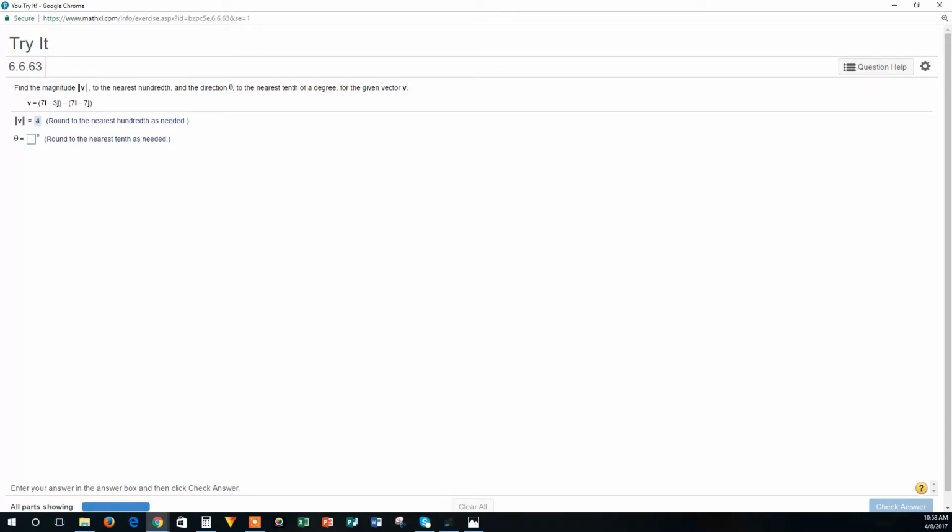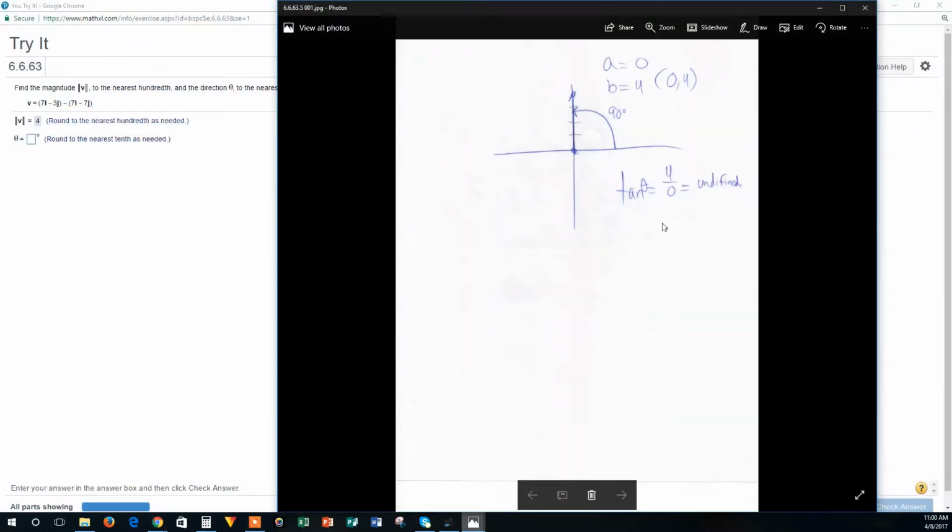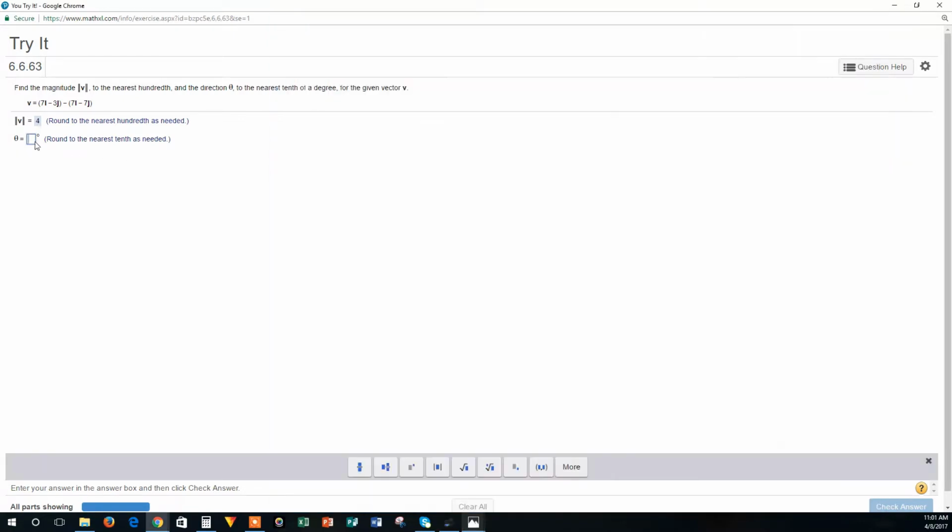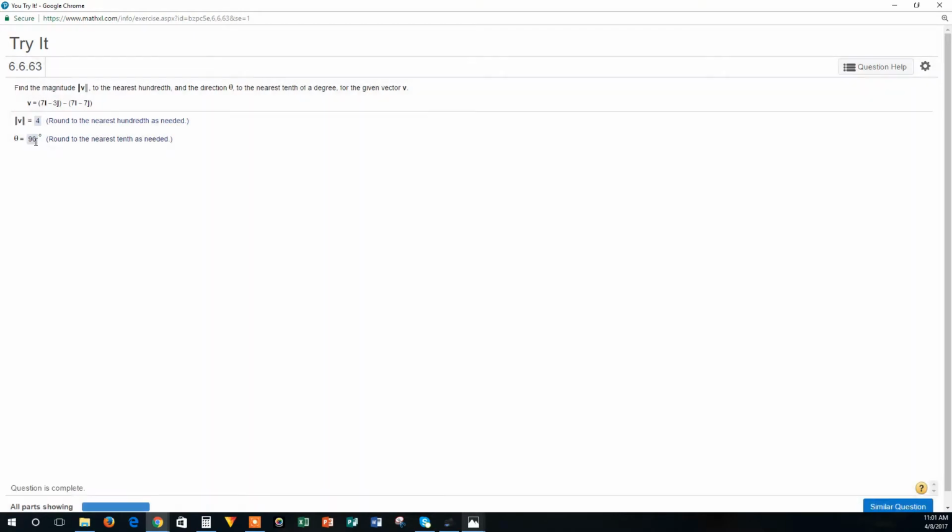For this one, we're going to have to draw it out and just think about it. Here it is all drawn out. We had a as 0, b as 4. That's the point 0, 4. Since it's just one point, we're assuming we're going from the origin towards that point. That would be a 90-degree angle going straight up. I had to do that because if I put tan of theta equals 4 over 0, I get undefined, which is another hint that it might be on the y-axis. So I'm just going with 90 degrees. No need to round for either value in this situation.